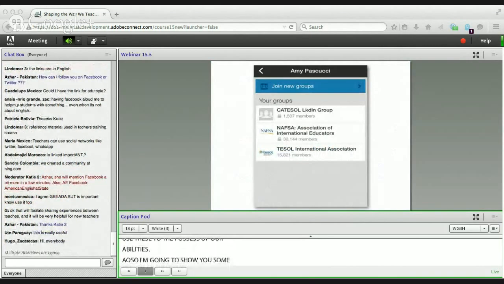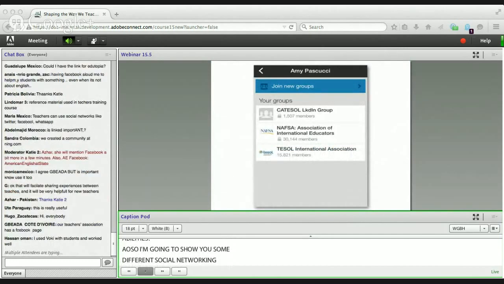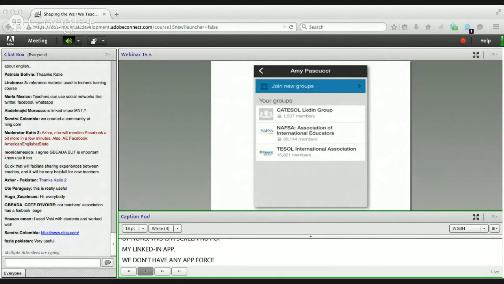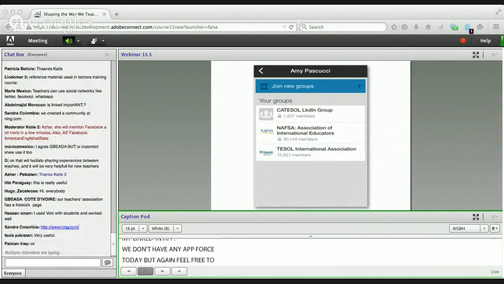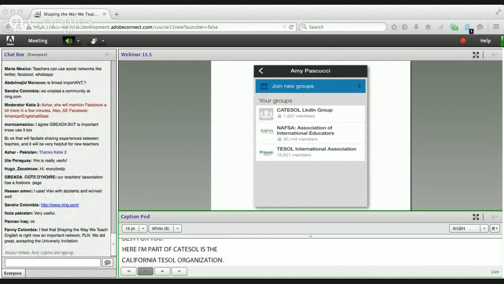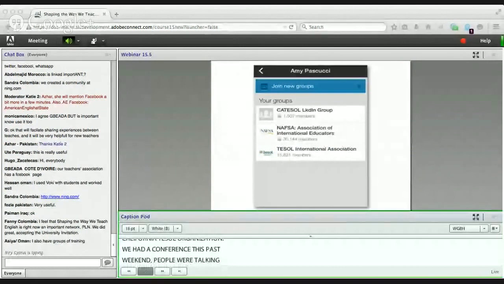So this is a screenshot of my LinkedIn app on my phone. We don't have any app information today, but again, feel free to explore these and see what works best for you. So here I'm part of different groups, right? CATISO is the California TISO organization. They will post updates. We just had a regional conference this past weekend, so lots of people were updating, talking about different presentations and workshops that they attended. So just having access to information and being able to organize it in order to find it easily.